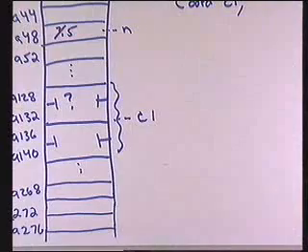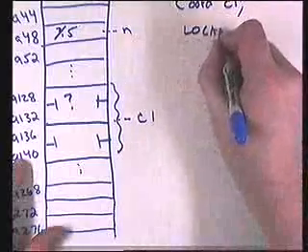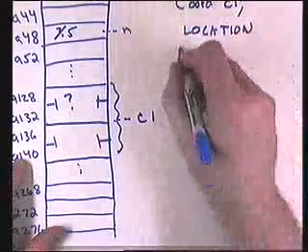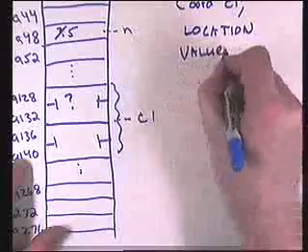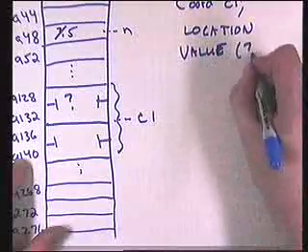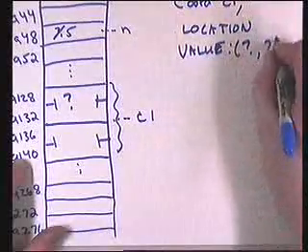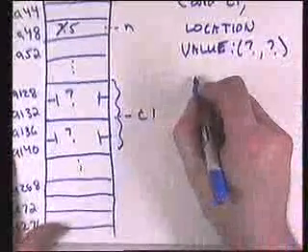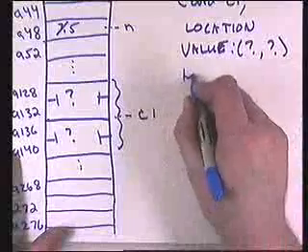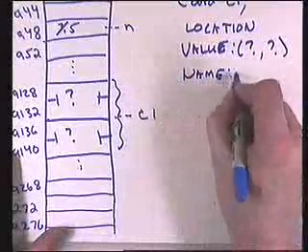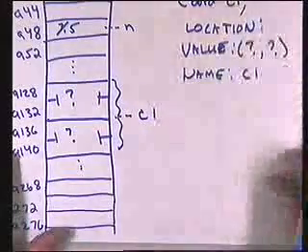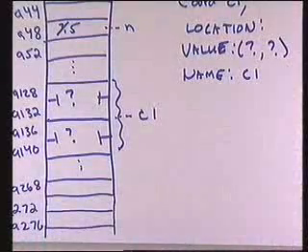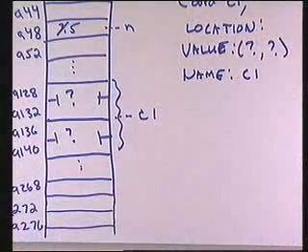So the variable C1 here has as its location, well, we're going to come back to that, has as its value sort of a pair of garbage values, because we haven't initialized anything yet. And it has as its name, of course, C1. And again, those 3 components are what this object has.